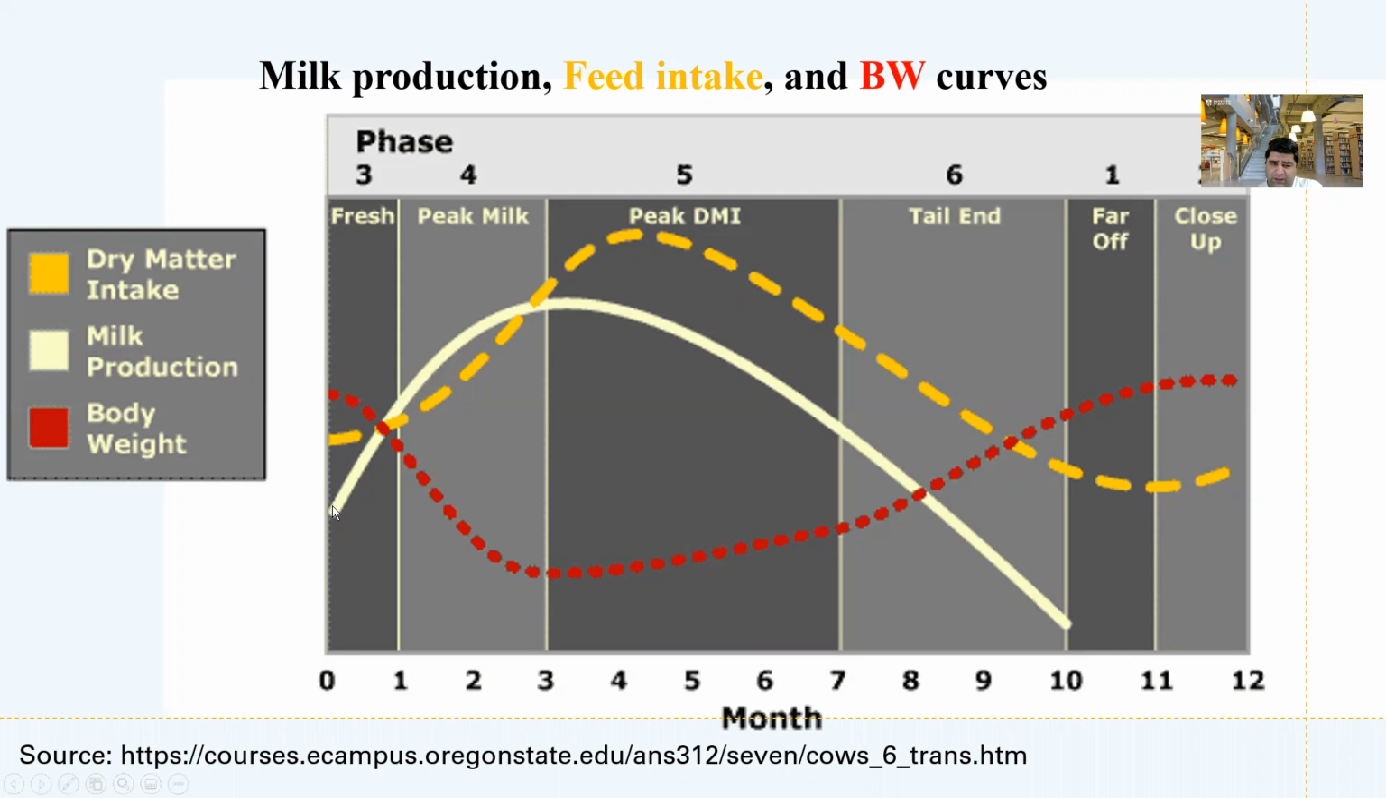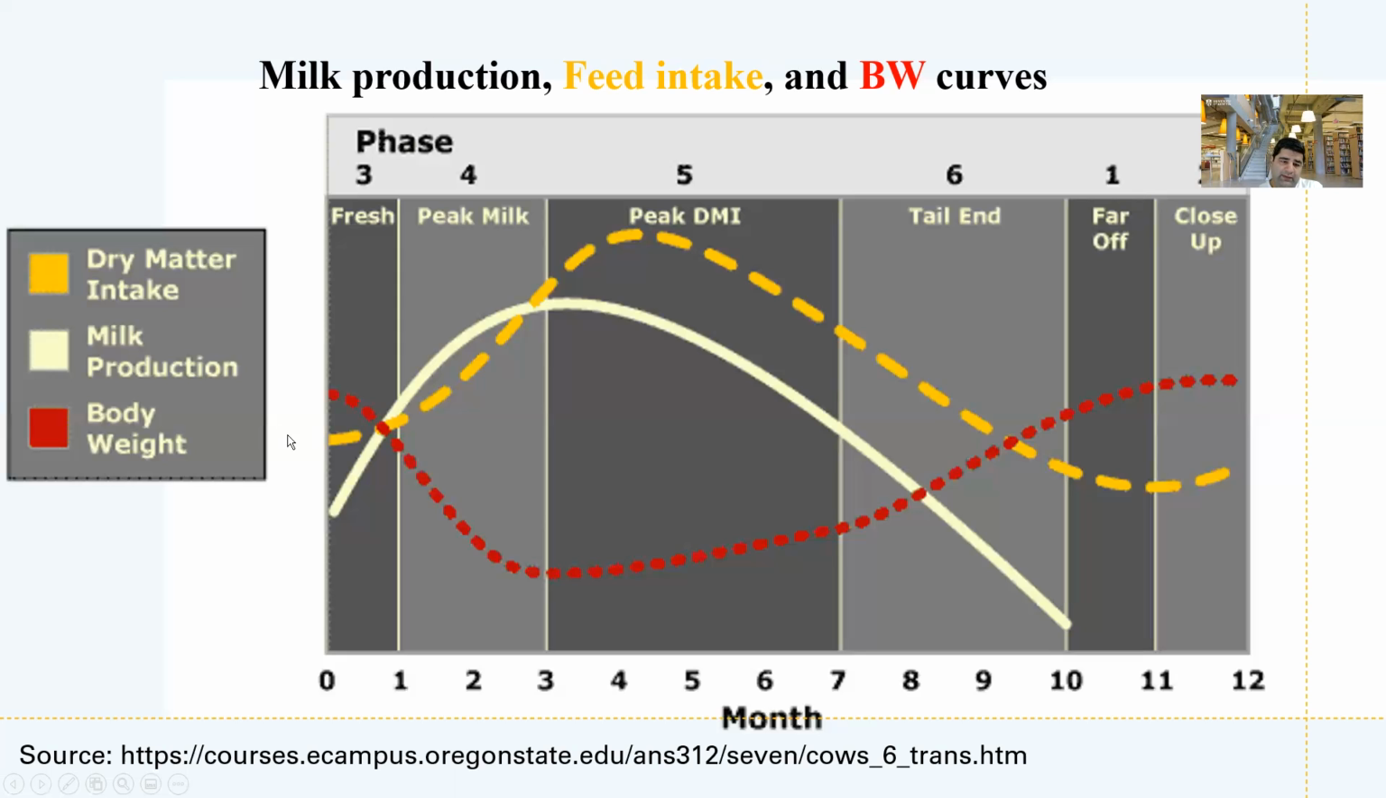So, as you can see in this curve, the light yellow curve, or let's say white curve, shows the milk production. Here the x-axis actually is the month after parturition or calving. As you can see, after calving, milk production is going to start, and it goes up until around 2 or 3 months after parturition, which we call peak milk production. And then it's going to decline.